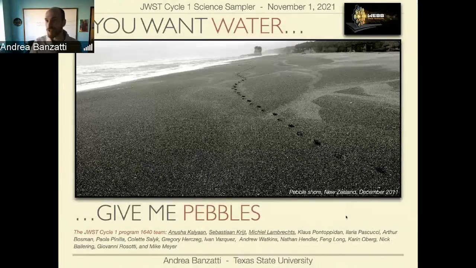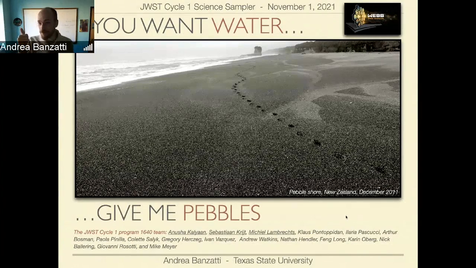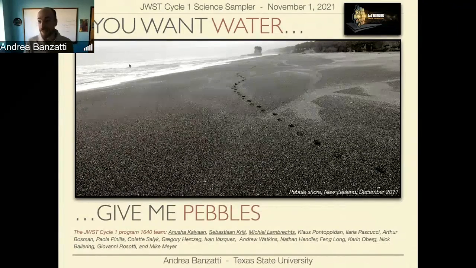To start my talk, I chose this photograph I took 10 years ago because it has the three main elements of this story. Pebbles, lots of them, water, and a long journey. This has been a long journey.